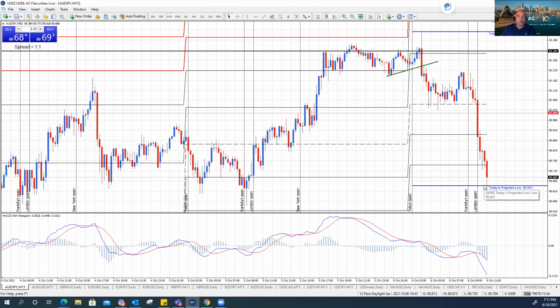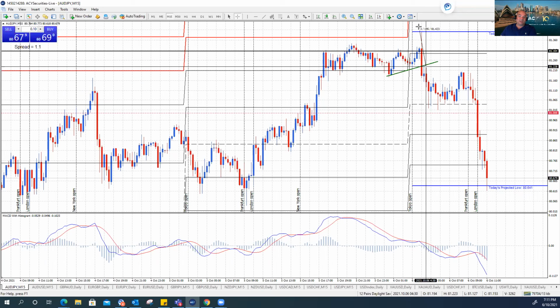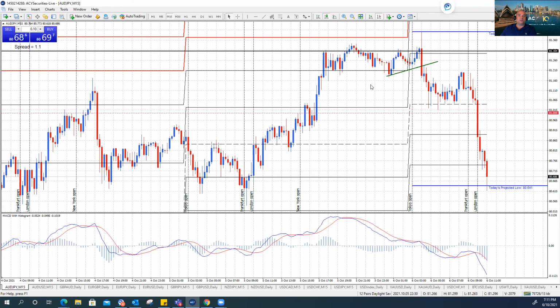So taking profit on that trade. And as we mentioned, it was a 20, say, pip risk with a 60 pip return. So a 3-to-1 trade, looking really good and looking forward to some opportunities for trading tomorrow as well.